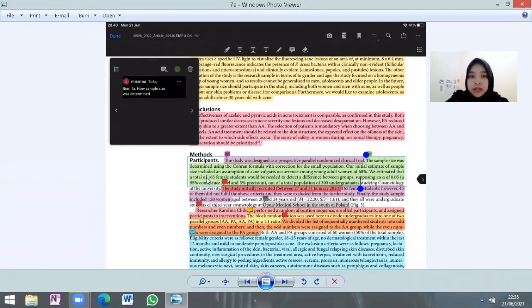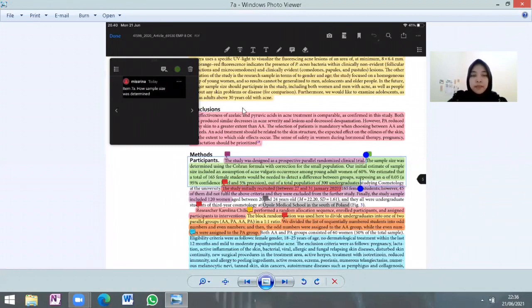The sample size was determined using the Cochran formula with correction for a small population. Our initial estimate of sample size included an assumption of acne vulgaris occurrence among young adult women of 60%. We estimated that a total of 165 female students would be needed to detect a difference between groups, supposing an alpha of 0.05, 95% confidence level, and 5% precision, out of a total population of 300 undergraduates studying cosmetology at the university.